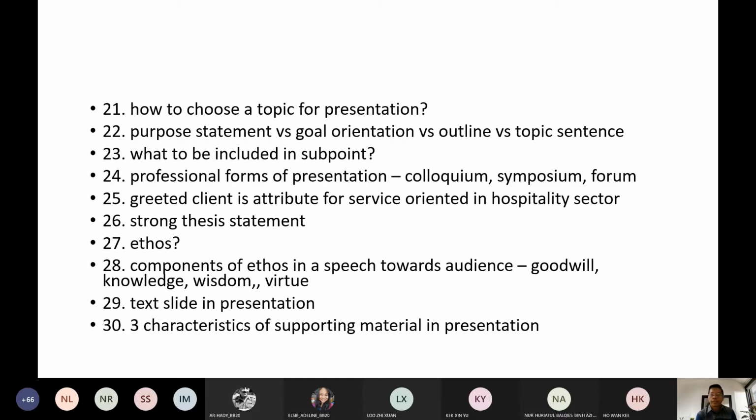Then text on slides in a presentation. I am referring to how much text should be included in the presentation and why it is important. Sometimes we need to use text on the slide, but with minimum numbers, keywords. Okay, there will be a question on that. Three characteristics of supporting materials in a presentation.